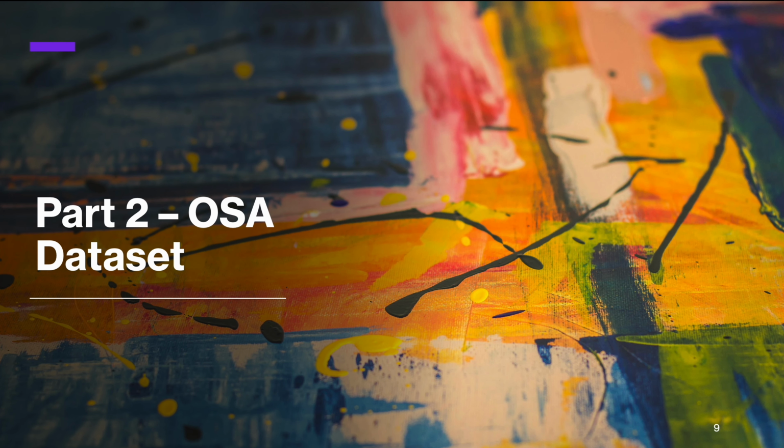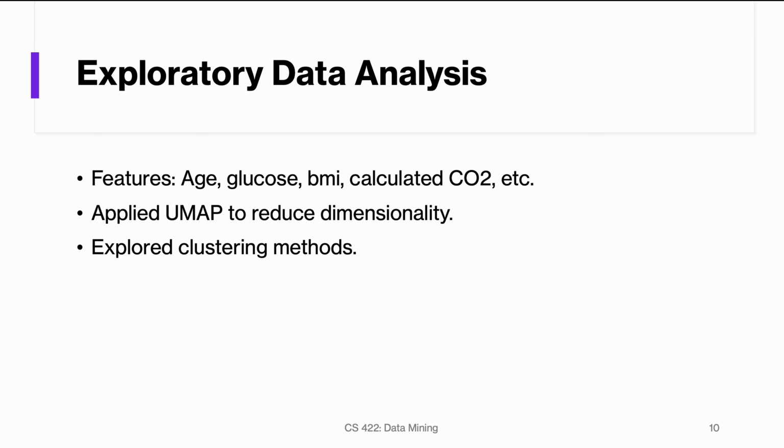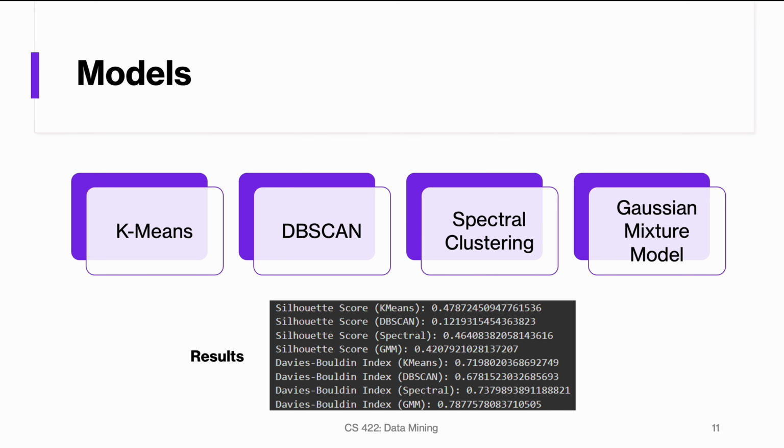For part 2, we're working with the OSA dataset. Some features that this dataset has are age, glucose, BMI, calculated CO2, among others. We also applied UMAP to reduce dimensionality, and we also explored clustering methods to group patients with shared traits. We use 4 different methods as well for this dataset.